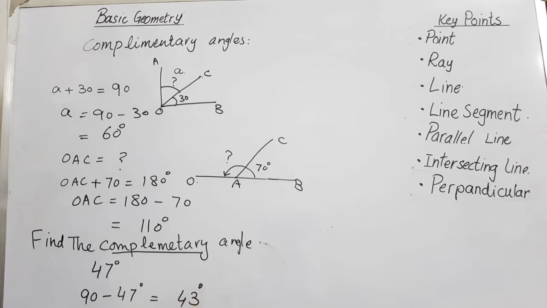And in other words, if the question says to find the supplementary angle rather than complementary, then your addition is 180. So you simply subtract this angle from 180.